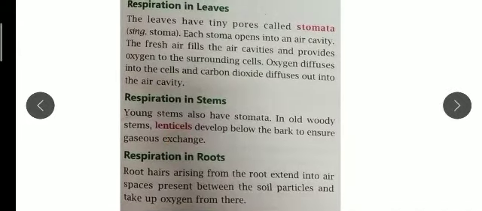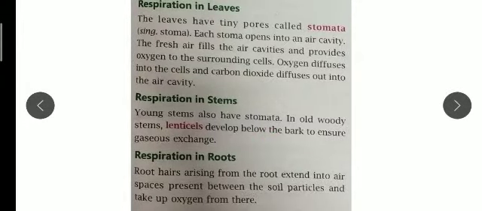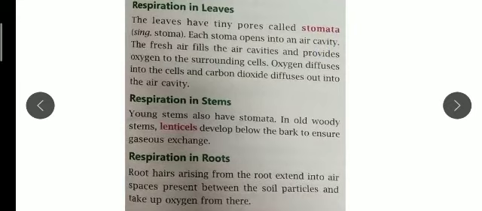Lenticels are the other respiratory organ present in old woody plants. Below the bark, that woody brown part, the lenticel helps in gas exchange. Gas exchange means diffusion of oxygen and carbon dioxide only. So remember that in the leaf, stomata are present for respiration, in the stem lenticels are present, and the third one is in the root. In the root, hair-like root hairs are present. Through the root hairs, plants also take in water.